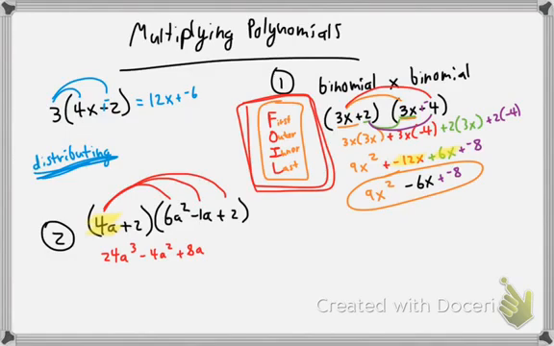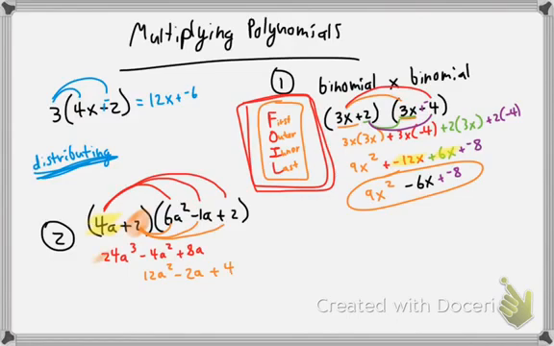Now, I'm going to focus on the second term in that binomial, a 2. I'm going to take 2 times everything on the right. So a 2 times 6a squared is going to be 12a squared. A 2 times a negative 1a is going to be a negative 2a. And finally, the back terms, 2 times 2 is going to give you a 4.